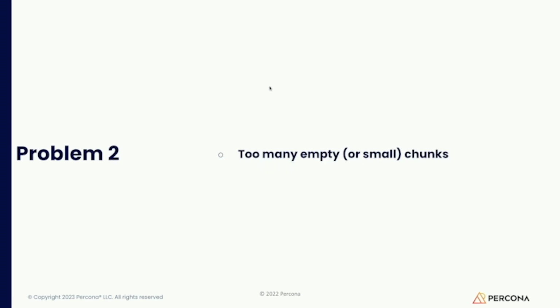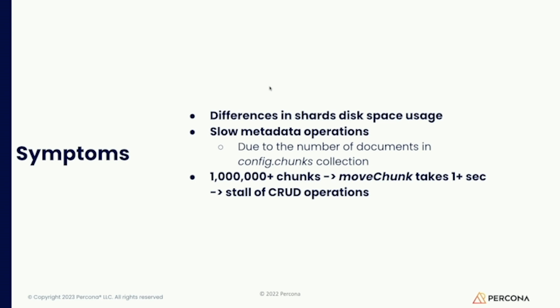Problem number 2 is too many empty or small chunks. This is common when documents are short-lived, for example. And the symptoms could be that you have shard imbalance. Also, when you have more than 1 million chunks, the metadata operations become slow due to how many entries there are in the chunks collection. So it might happen that a moveChunk that happens in the balancing window takes more than 1 second. And every time this happens, you notice that your application gets stalled and the response time increases.